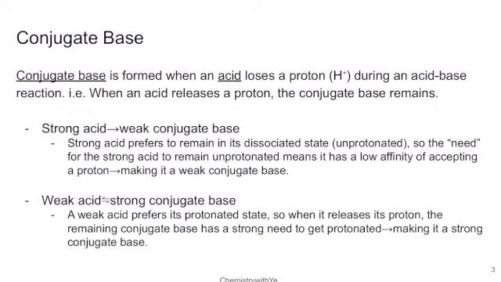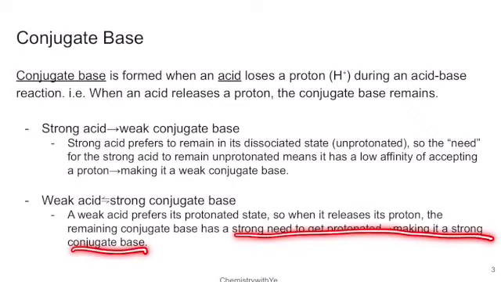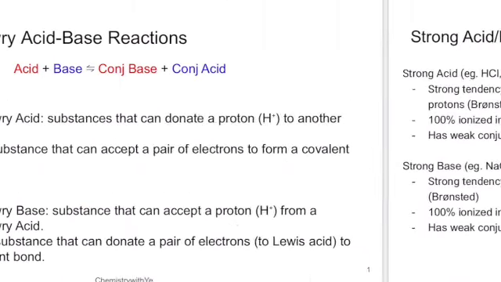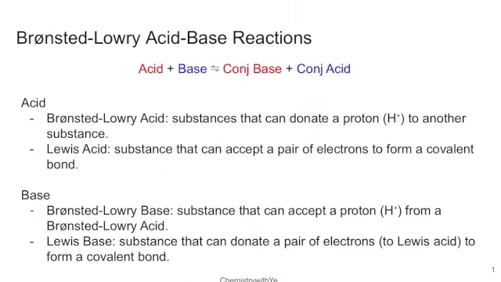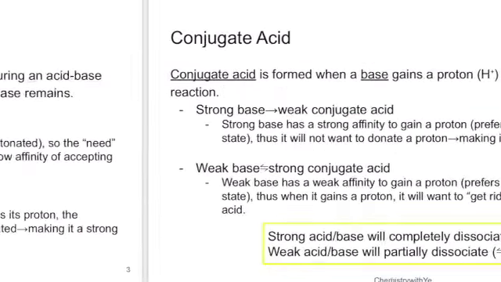So a weak acid results in a strong conjugate base because a weak acid prefers its protonated state. So when it releases a proton, the remaining conjugate base has a strong need to get protonated, making it a strong conjugate base. And going back, if a substance has a strong affinity to accept a proton, it means it's a strong base.